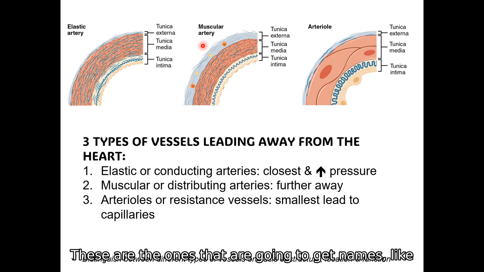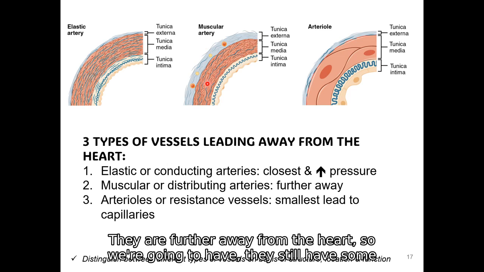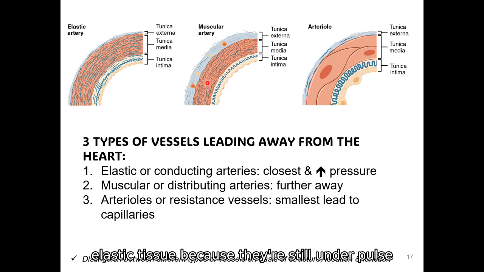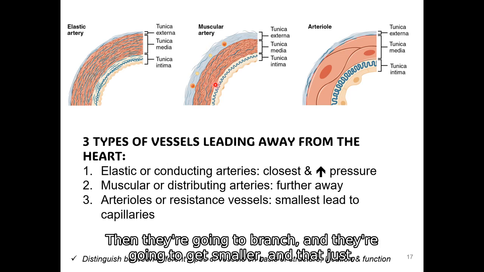The next ones are called muscular arteries, and sometimes they're also called distributing arteries. These are the ones that are going to get names like splenic artery, renal artery; they'll tell you where they're going. So a lot of those are the ones on the lab list. They are further away from the heart, so they still have some elastic tissue because they're still under pulse pressure, but they're going to have less. The biggest tunic layer that they have is muscle, the tunica media, so they're called muscular arteries.